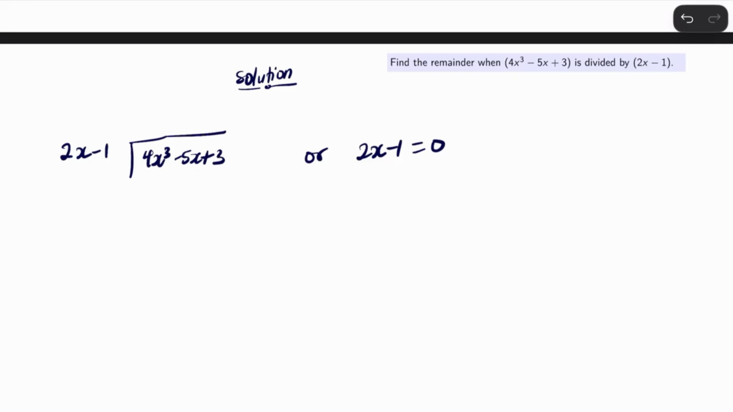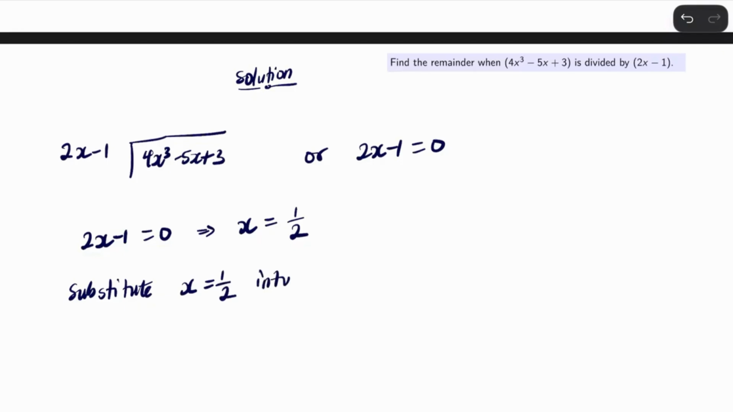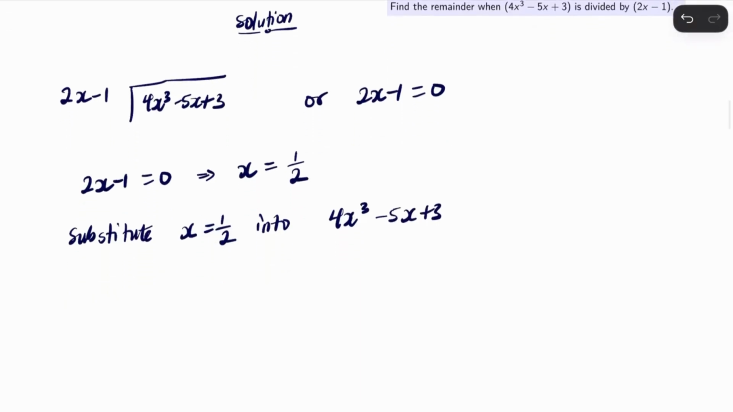So now let's use the second approach. Solve for x. So here we have 2x minus 1 is equal to 0. So this implies that x is equal to 1/2. Substitute x is equal to 1/2 into 4x cubed minus 5x plus 3. So we are going to have 4 times 1/2 to the exponent 3, minus 5 times 1/2, plus 3. So now let's simplify this.